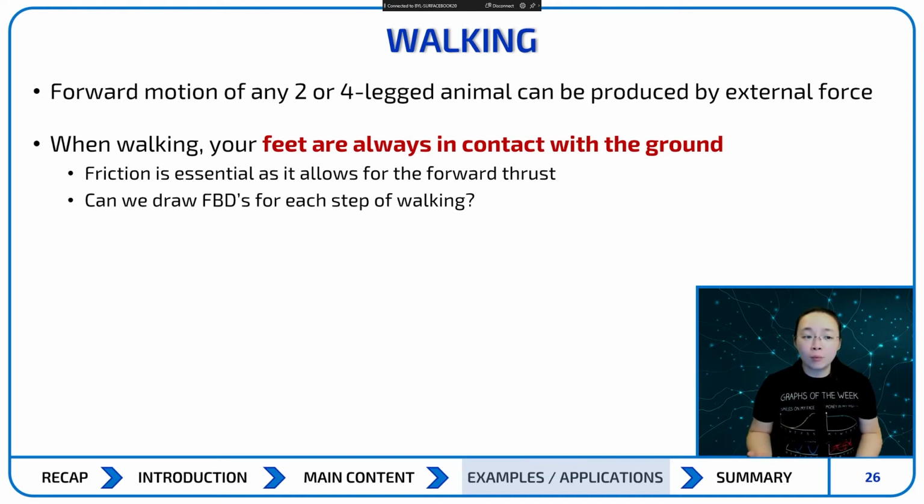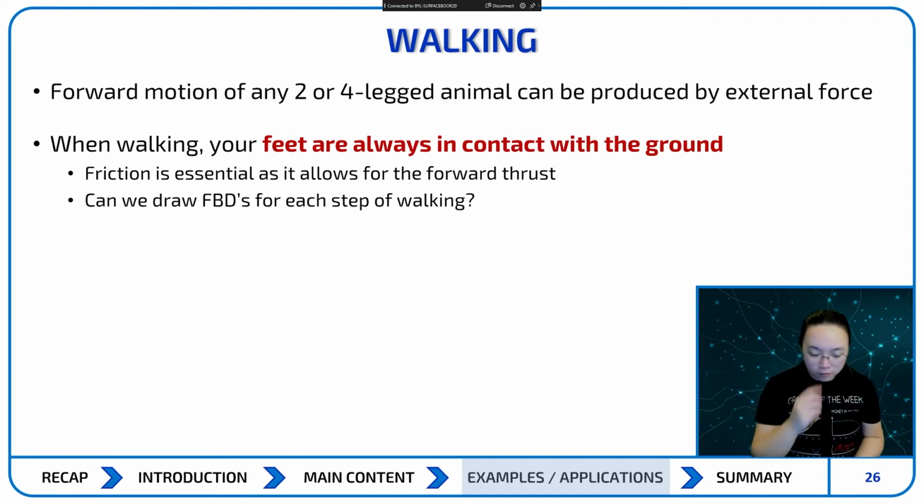So when we think about walking, first of all, your feet are always going to be in contact with the ground. This means that friction is absolutely essential, because if you're trying to move and there's no friction, then your feet would just slide away. So friction allows for you to have a forward thrust so that you can move forward. In terms of how that works, we can draw free body diagrams for each step of walking.